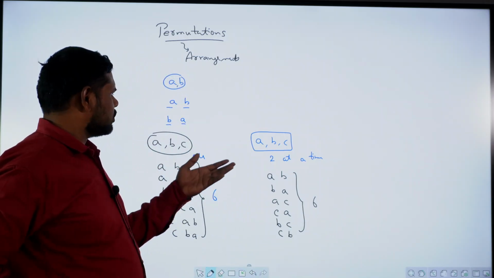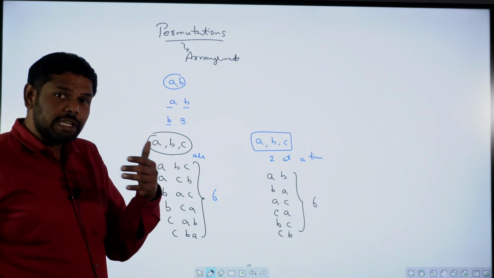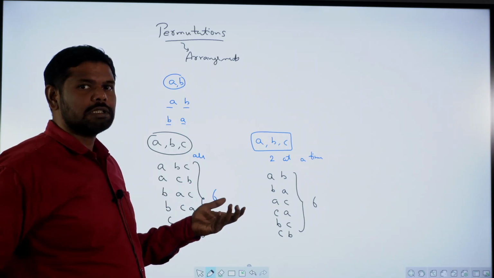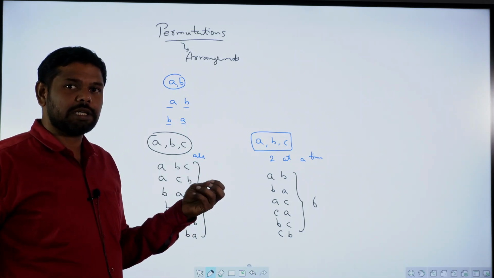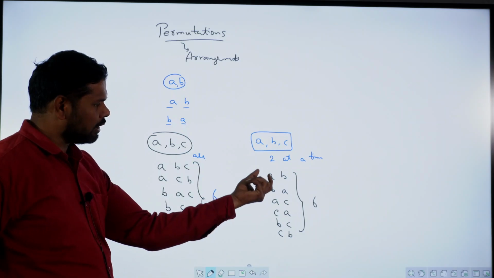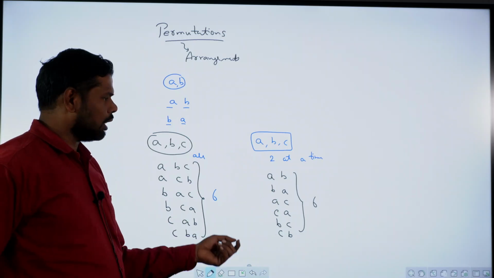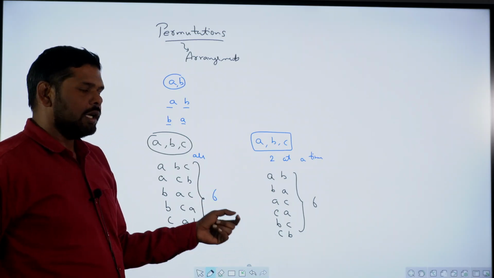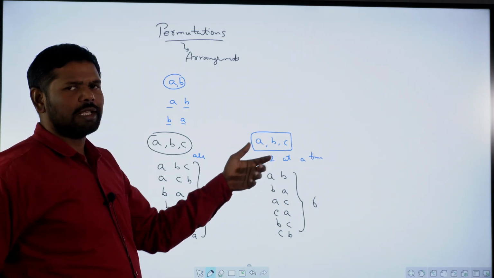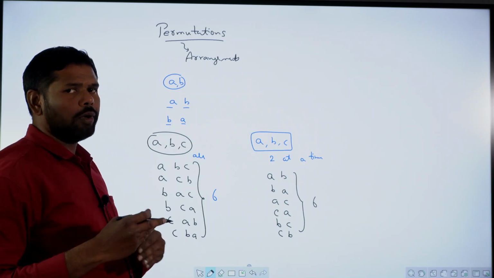Okay, sir, 2 persons are there, 3 persons are there, it is very easy to find out. But if 10 persons are there, 20 persons are there, 30 persons are there, it is not possible to find all possibilities by writing all the cases. So we need a method that gives the exact answer.